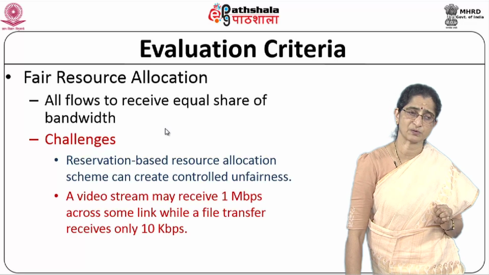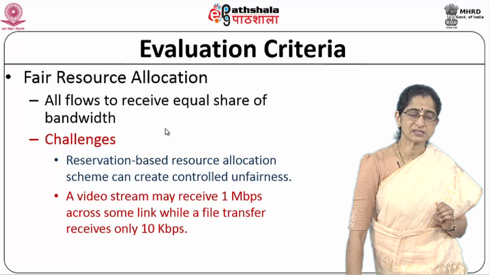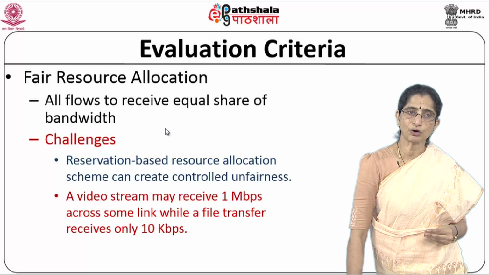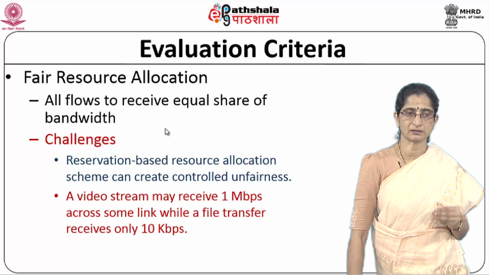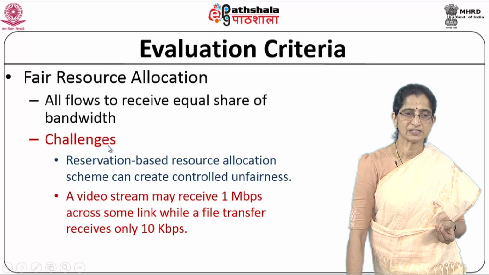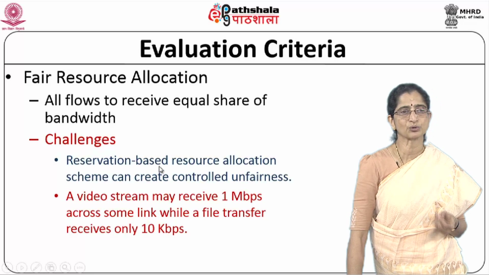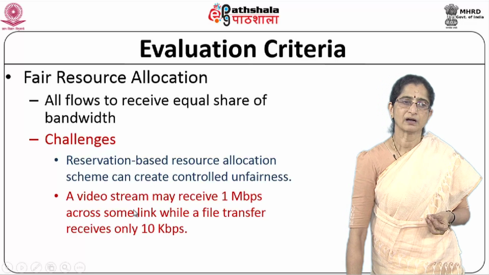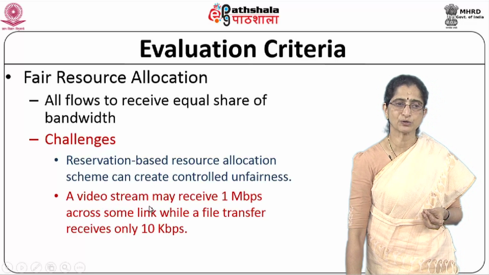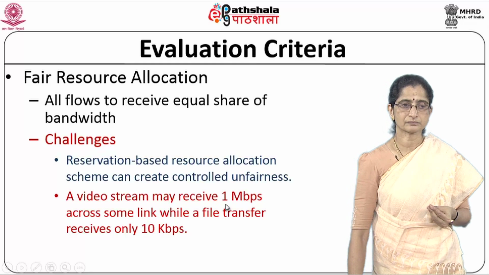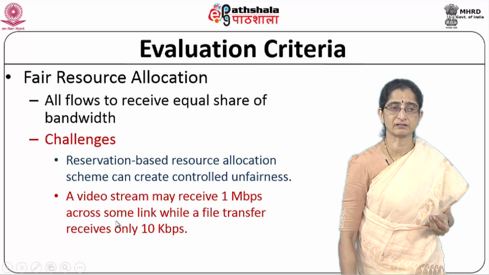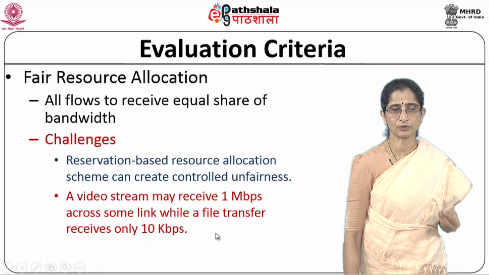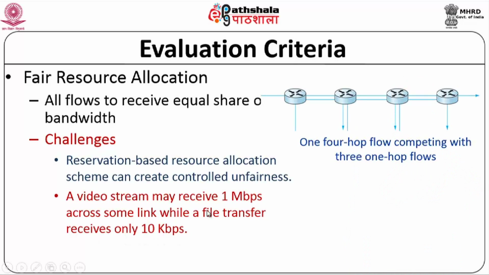So what are the challenges that we have here? One of the major challenges is that when we use some kind of resource reservation, especially when you want to provide preferential treatment to certain packets, automatically that itself creates some kind of unfairness. So any reservation-based resource allocation mechanism will create some unfairness. For instance, let's say we have a video stream that may receive a 1 megabit per second data rate across some link, while a file transfer receives only 10 kilobit per second. So you can see that they are not receiving an equal amount of the bandwidth.